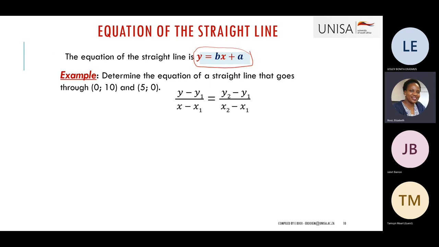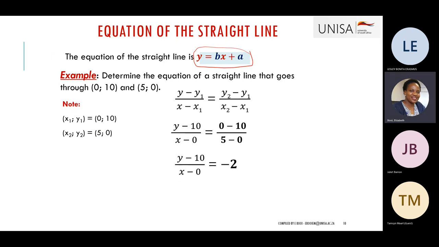Previously, we already identified that x1 and y1 are 0 and 10, and x2, y2 are 5 and 0. So we can go into the formula and substitute. Where we see y1, we put 10. Where we see x1, we put 0. y2, 0 minus 10. x2 minus x1, 5 minus 0. And we have calculated this previously. We know that it equals minus 2.